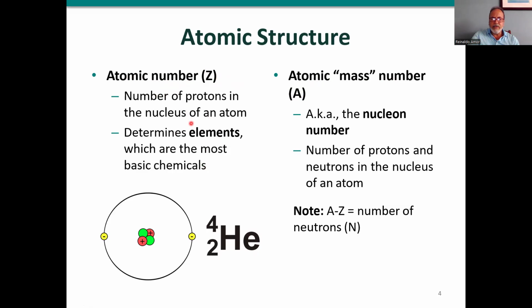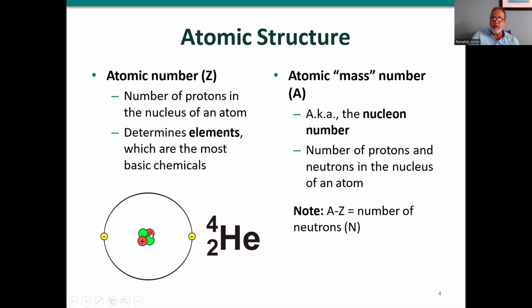You can see here that helium has an atomic number of 2, and that means the number of protons. You can see that the protons are positively charged. So we have 2 protons in the nucleus here. All right, and now this number up here is called the atomic mass number or nuclear number.